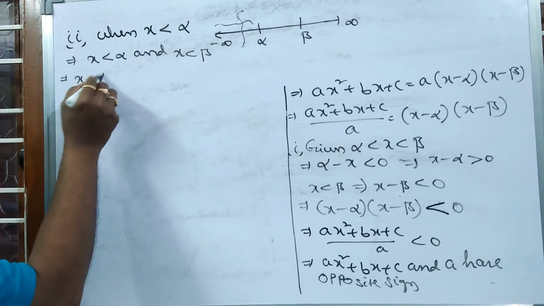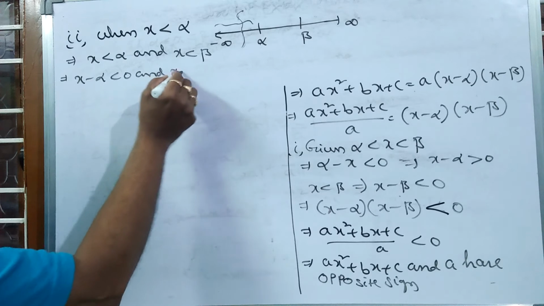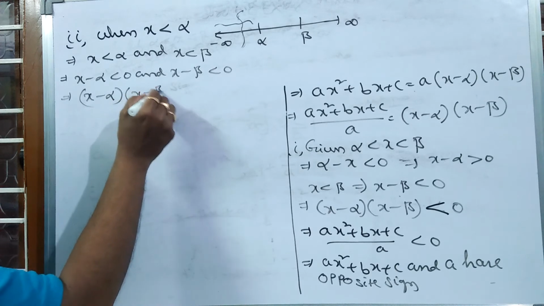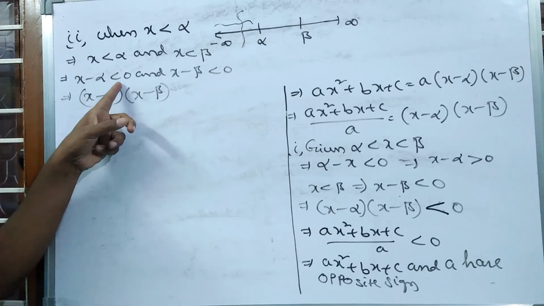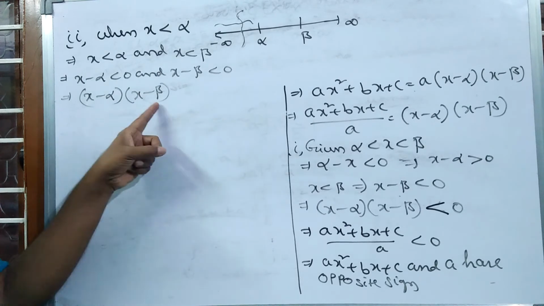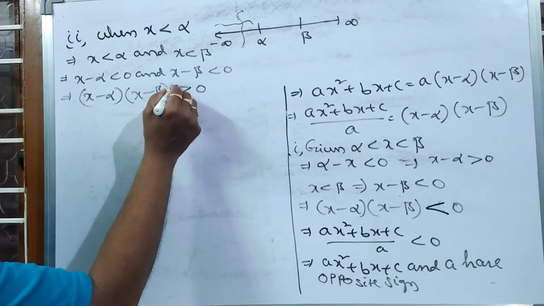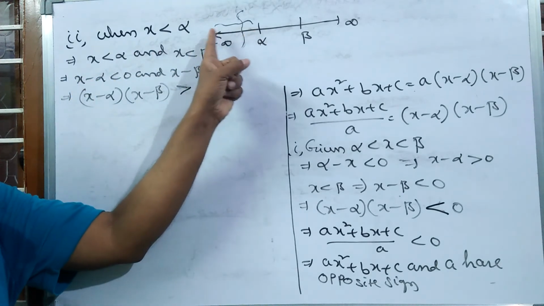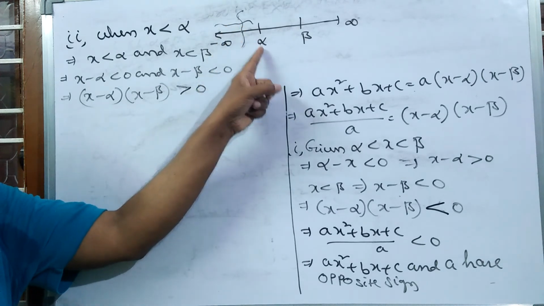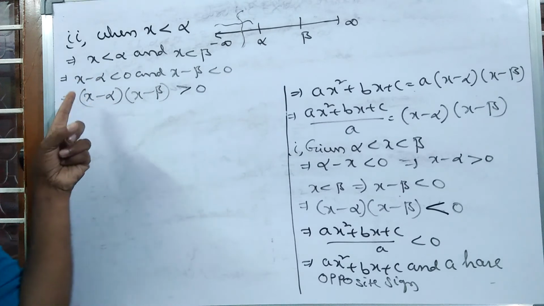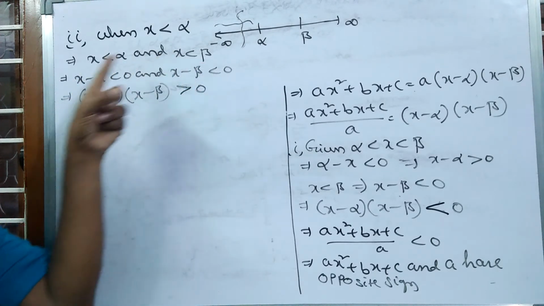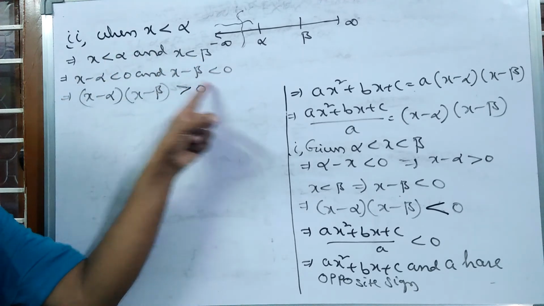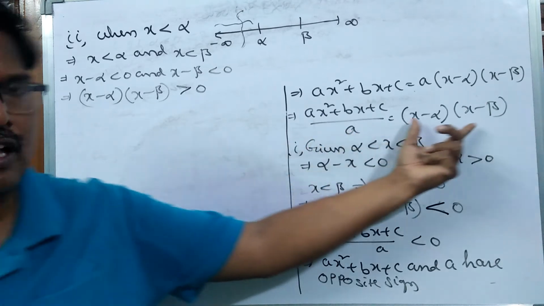This implies x minus alpha is less than 0 and x minus beta is also less than 0. If you see the product x minus alpha into x minus beta, what happens? X minus alpha is negative, x minus beta is also negative. Negative into negative is positive. That means x minus alpha into x minus beta will be greater than 0. Whenever x lies here, it is less than alpha and also less than beta. That's why x minus alpha is less than 0 and x minus beta is also less than 0. This is negative, this is negative. Negative into negative is positive. But what is x minus alpha into x minus beta here?